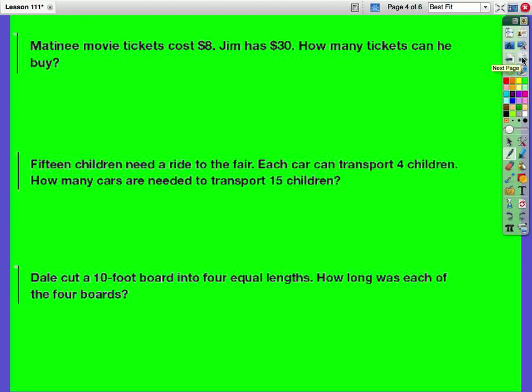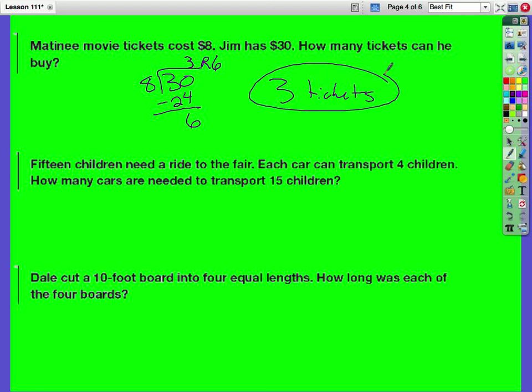Here's some more examples. Matinee movie tickets cost $8. Jim has $30. How many tickets can he buy? If we're going to take our 30 divided by 8. Okay, notice we have a remainder of 6. And so how many tickets could we buy? Well, we can only buy 3 tickets because we don't have enough to buy any more, and you can't buy part of a ticket. So our answer there, we just take off the remainder and leave it.